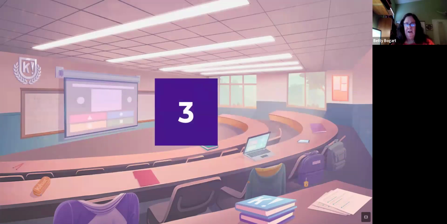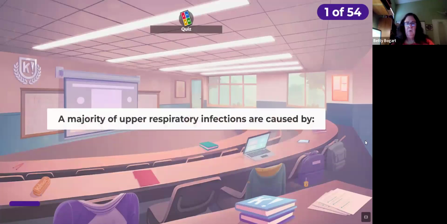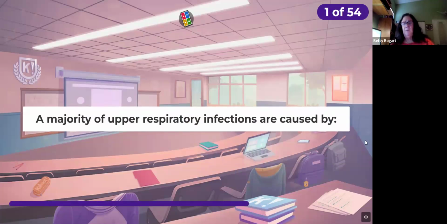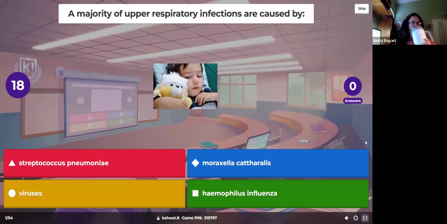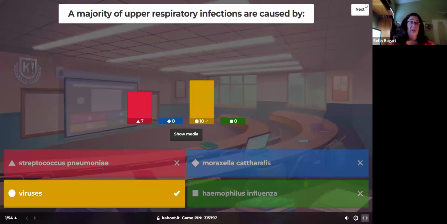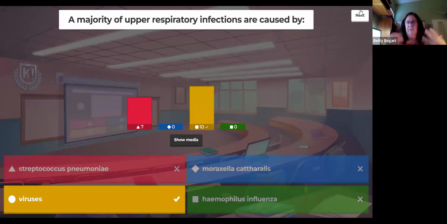Pediatric, respiratory, and cardiac systems. Number one, a majority of upper respiratory infections are caused by viruses. Whenever you think upper respiratory, I always think that's a virus, okay? Even croup and epiglottitis, all of them, virus, virus, virus.